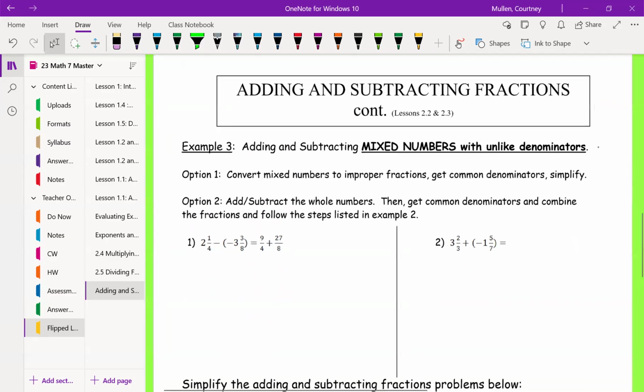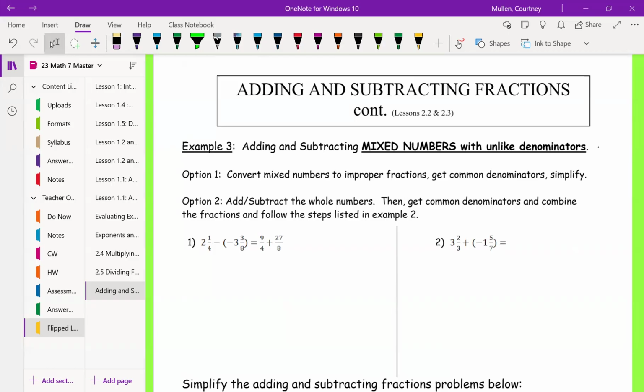Let's jump over to the back side here. So we've worked with common denominators and uncommon denominators with proper and improper fractions. And now let's talk about working with mixed numbers. There are two ways that we can work with mixed numbers when we're adding and subtracting.